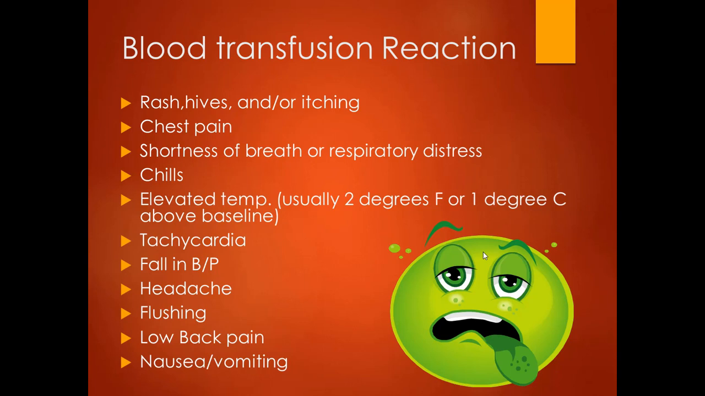I generally say a rise of 2 degrees, or 1 degree Fahrenheit. You might see them having tachycardia, their blood pressure might drop, headache, flushing. Low back pain is a key sign for hemolytic transfusion reaction, or there might be some nausea and vomiting.